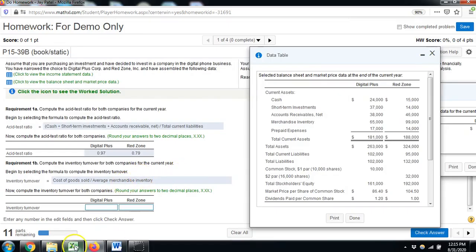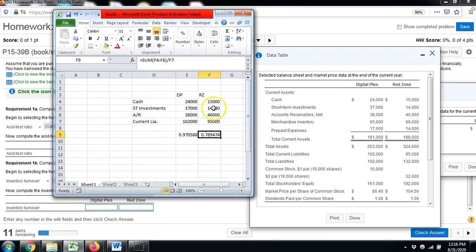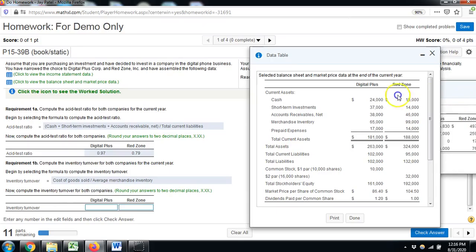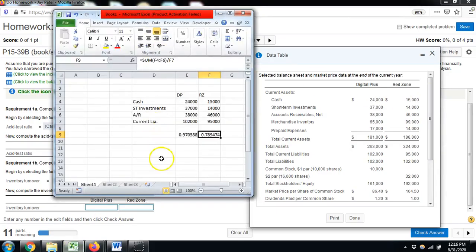So inventory turnover, so let's go back to our sheet here. So we need cost of goods sold, which is going to be on our income statement. So cost of goods sold, and then we need average inventory. So let's do it like this: inventory end of year, inventory beginning of year. And so these are the numbers we need.